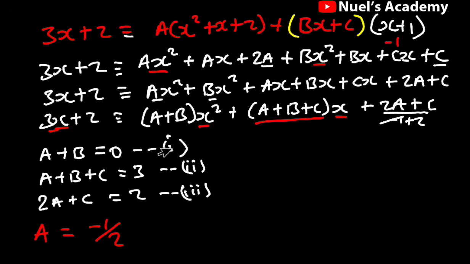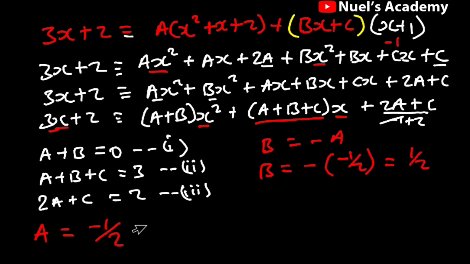Now from equation I, let's substitute a to be negative 1 over 2. Before then, let's make b the subject of the formula. So b is equal to minus a. Then b is equal to minus, our a is minus 1 over 2. Minus times minus is plus. So b is equal to 1 over 2. So we have that b here is equal to 1 over 2.